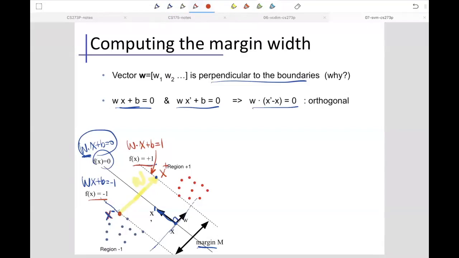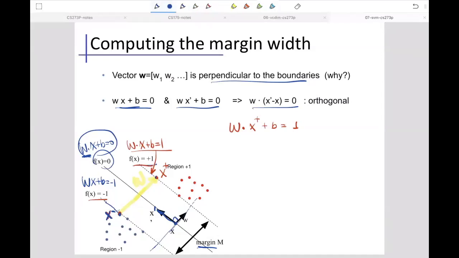So I'm going to pick up x plus from these two planes here. From this side here, I call it x plus, and this side here, I call it x minus. Let's pick up these two data points. First of all, because x plus is on the plane w dot x plus b equal to 1, I know that w dot x plus plus b is going to be equal to 1. So that's one thing I know for sure.